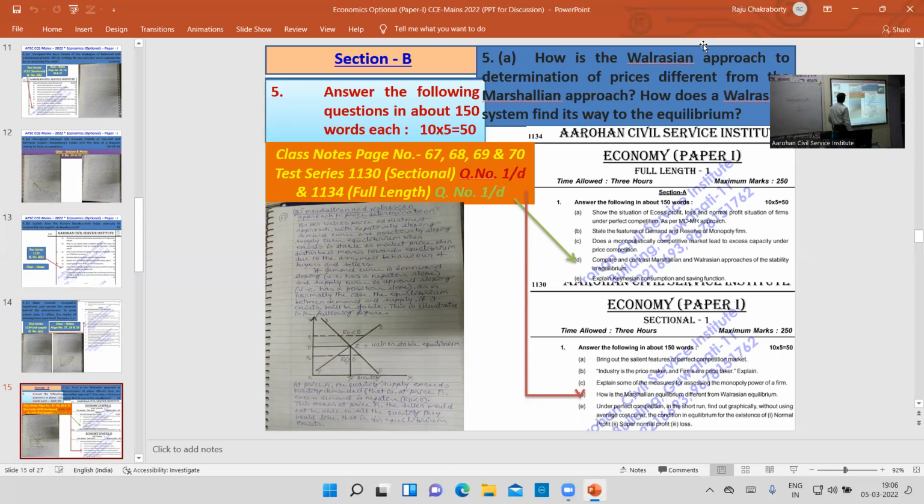Next, 5A, a compulsory question in Section B: How does the valuation approach to determination of price differ from the marginal approach? How does a valuation system find its way to equilibrium? A good question. We have discussed this in class, in classes 67, 68, 69, 70 pages.